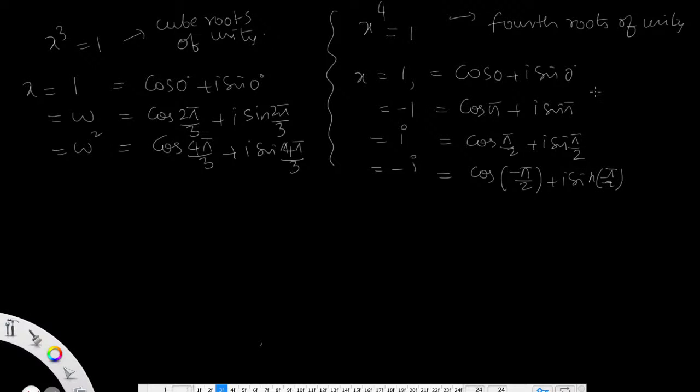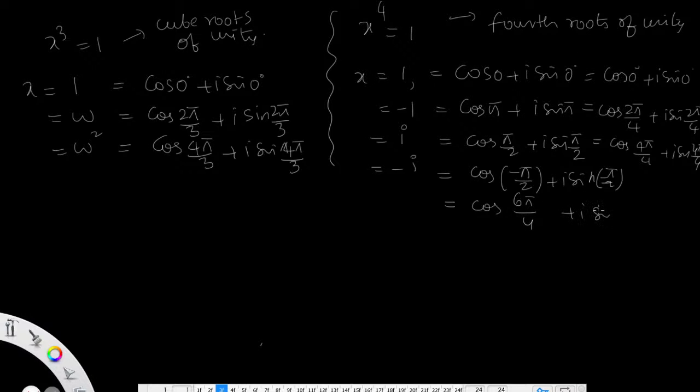Just observe these values. For our convenience, we write 1 as cos 2π/4 + i sin 2π/4 in this form. Whereas cos π/2 nothing but i, I am writing in the form of cos 4π/4 + i sin 4π/4. Whereas for -π/2, I am writing cos 6π/4 + i sin 6π/4. So we can get the same values.